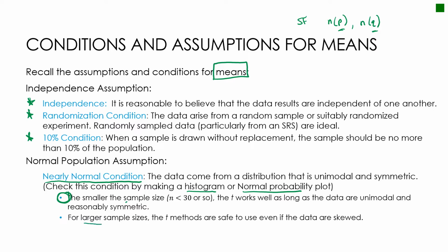If I have a large sample size, then it doesn't matter what I have. So if n is greater than or equal to 30, then I'm going to be safe because, remember way back when we talked about the dice and our population was uniform, but as I sampled 20 dice, it looked very much normal.